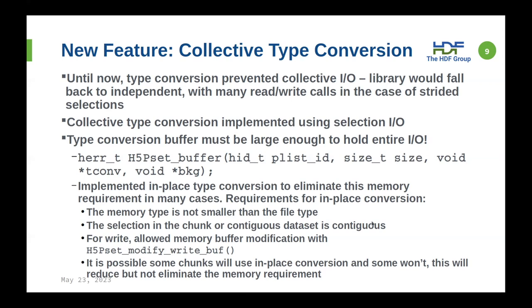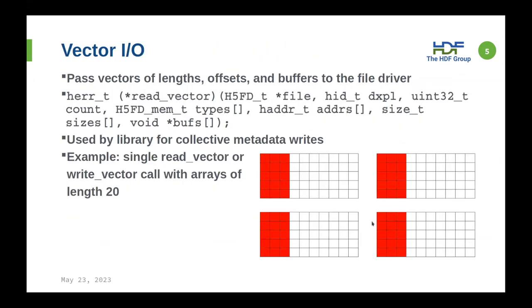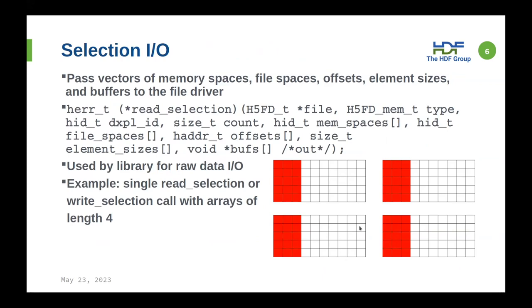The selection within each chunk or contiguous dataset needs to be contiguous. So the example from earlier, this selection would not work with in-place type conversion, because this selection is not contiguous within each chunk.